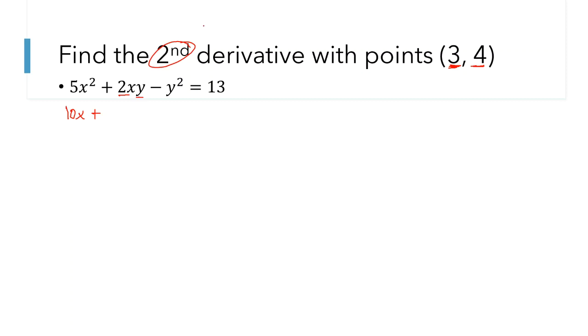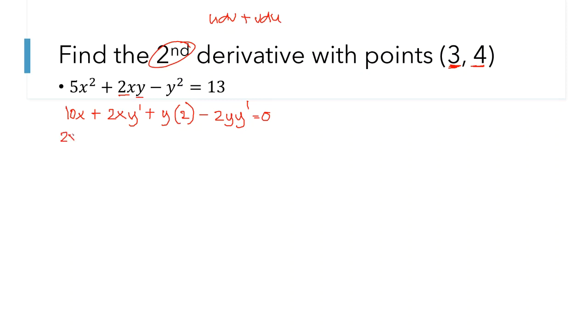So product rule is u dv plus v du. So copy the u, which is 2x. Derive the v, which is y prime. Plus copy the v, which is y. Derive the u, which is 2. And then derivative of negative y squared, that is negative 2y y prime, and derivative of 13 is equivalent to 0.